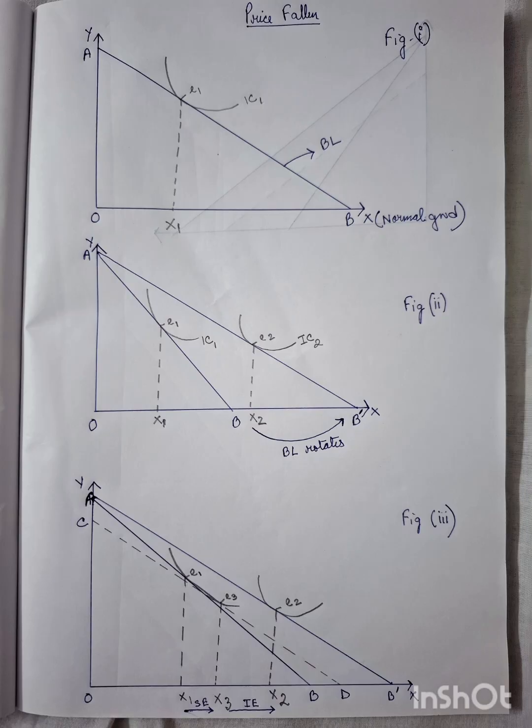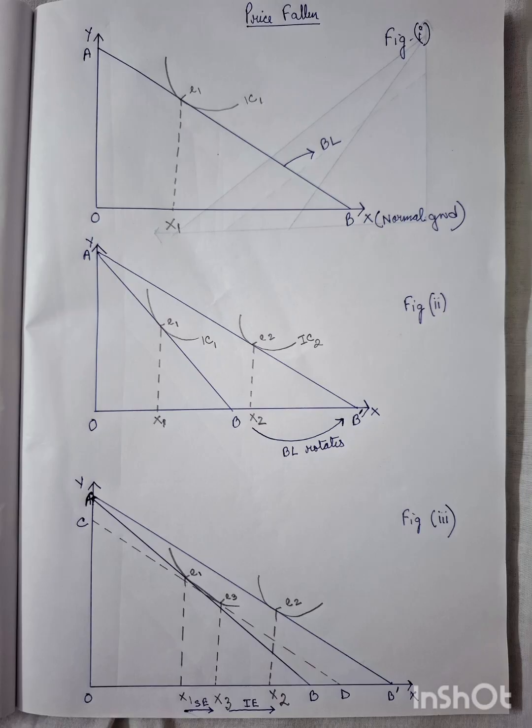Now the real game starts. As we can see, the movement to IC2 is showing the price effect. X1 to X2 shows the price effect, the change in consumption due to change in price. Now to break it down into income effect and substitution effect, we come to diagram 3.